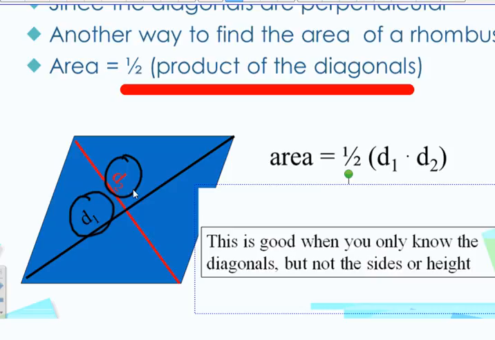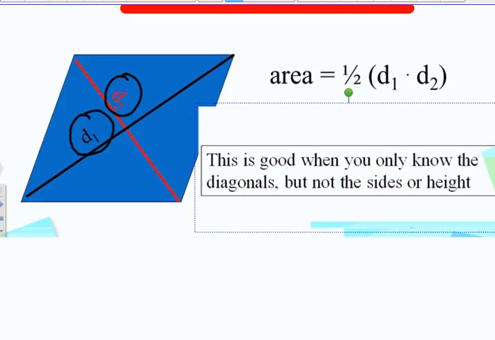We're going to see some problems today where we don't have base or height, but we have diagonal lines. We're not stuck anymore. What we can do is multiply those 2 numbers and then cut that in half. Let's do a quick example, and our quick example is going to look like this.